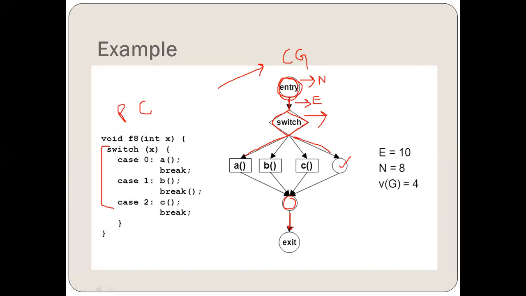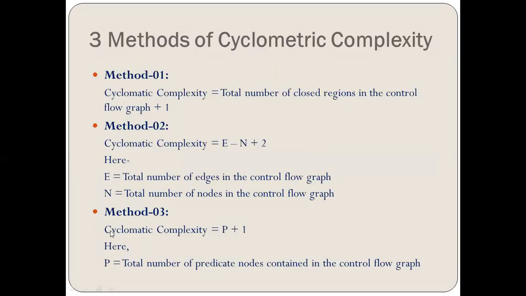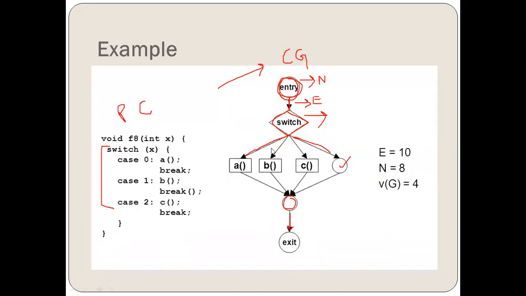Now let's see how we calculate. We have 3 formulas for this, 3 methods. One is that cyclomatic complexity is calculated with the help of the total number of closed regions in the control graph, plus 1. Let's see, closed region. You all know what a closed region is? A closed region is one which is a closed loop. This is closed loop 1, this is closed loop 2, and this is closed loop 3. So the closed loops 3 plus 1 is equal to 4. So I get the complexity as 4.